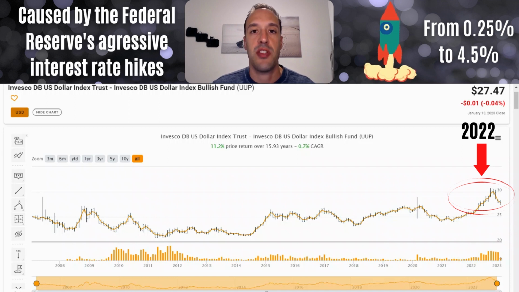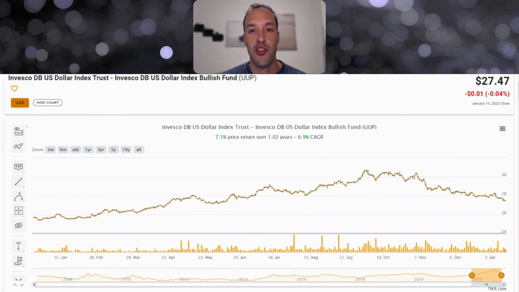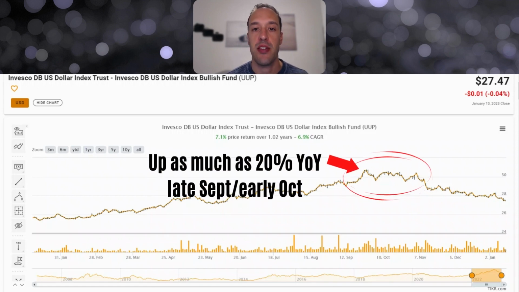That spike does some interesting things if you are a multinational company, one that does business outside of the United States. Basically, you're collecting sales in a currency other than the dollar. So zooming in on the chart here, just over the last year, you can see the peak in the dollar was up as much as 20% year over year in late September, early October.